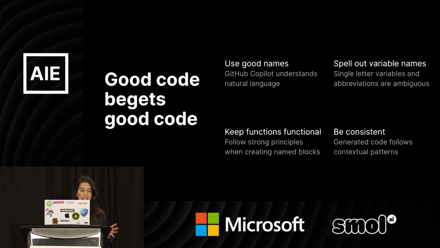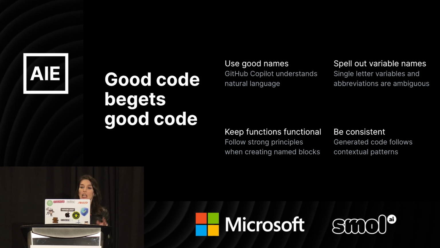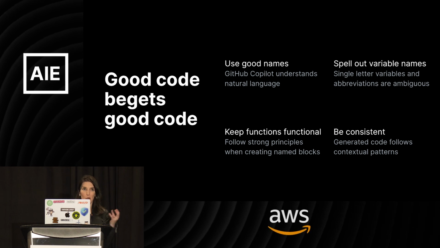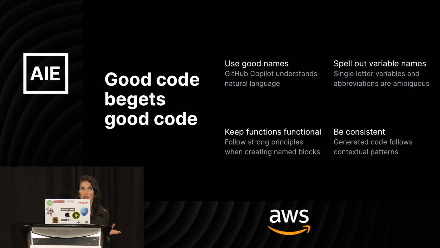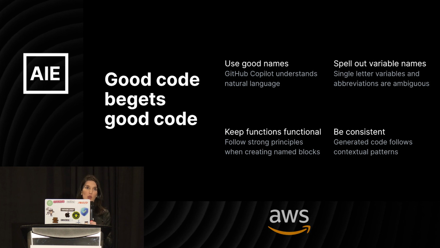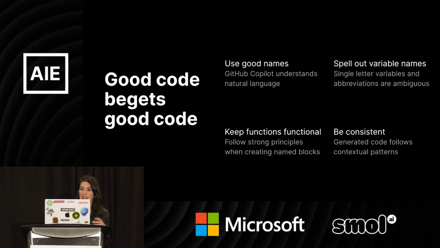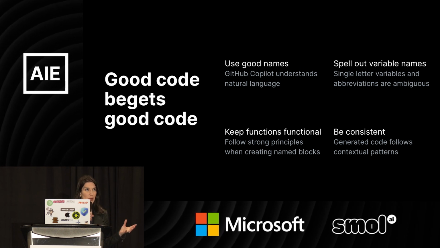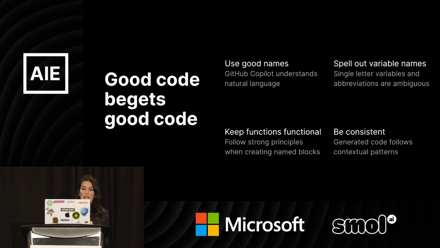Again, just real quickly, some best practices in addition to offering context, because that is an important thing. Using good names, because Copilot is designed to understand natural language, so not using overly generic names, actually giving things names the way you would actually name a function or a class is useful. Spelling out variable names, because single letter variables and abbreviations can be ambiguous, so if you can spell those out and be specific with them, you can get better results.